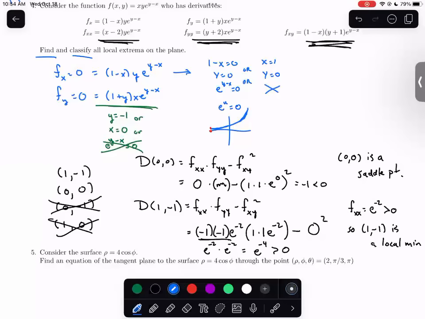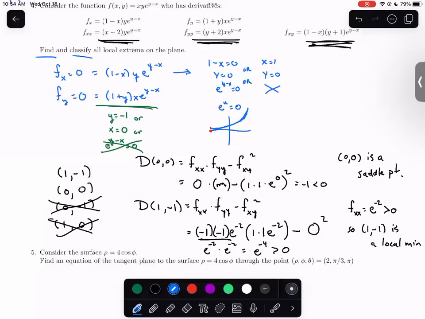1, negative 1 or something like this is a local min. But if D was equal to 0 for that problem, you would say false. So I guess you could make a simplish true-false style question, but we don't know how to classify that in our class without the second derivative test. Good question.